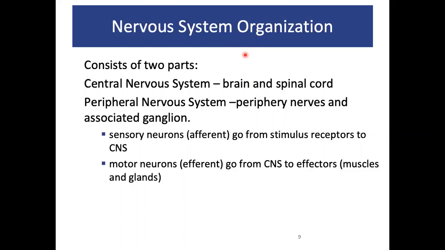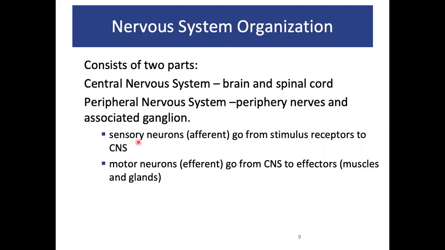Okay, so let's talk about the nervous system organization. The nervous system consists of two parts: your central nervous system, which is your brain and spinal cord, and then your peripheral nervous system, which is peripheral nerves and associated ganglia. Remember that ganglia are synapses outside of the spinal cord.